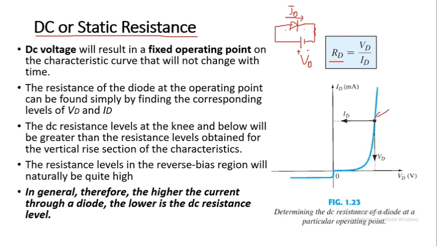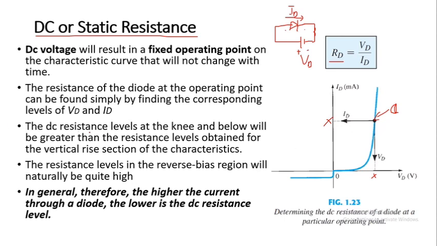For example, if we have this Q point, you can simply find the value of VD from this axis and ID from this axis and put into this equation. You will get the value of RD. The resistance of diode at the operating point can be found simply by finding the corresponding level of VD and ID from this characteristic curve.